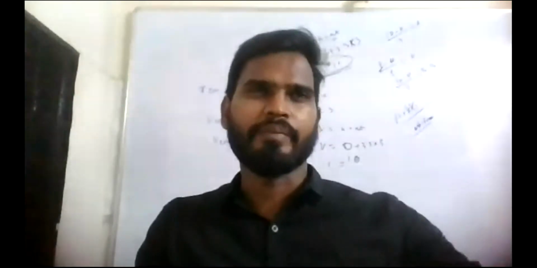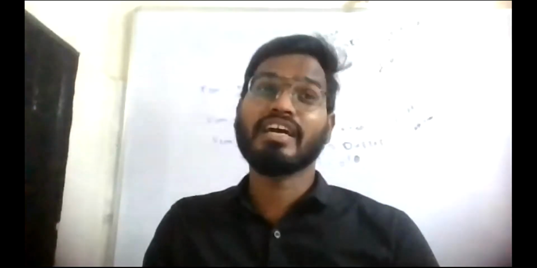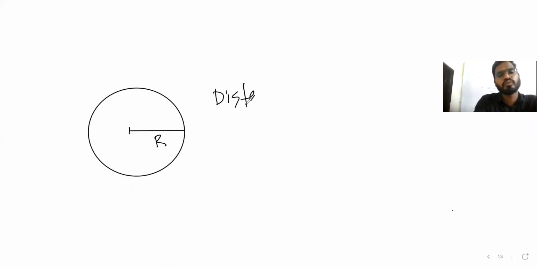Distance is the total path length covered by an object. I am repeating again and again so that you can remember easily. Here the total path length is the circumference of a circle, which is 2 pi r. So distance is 2 pi r. You should write the unit, meters, always.